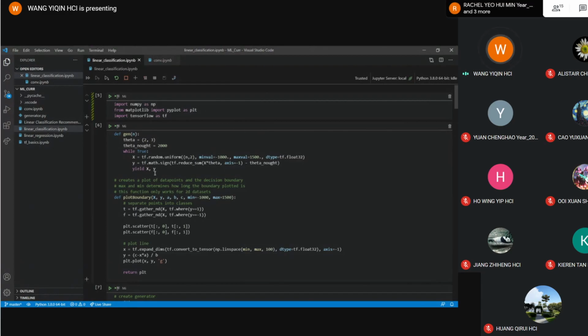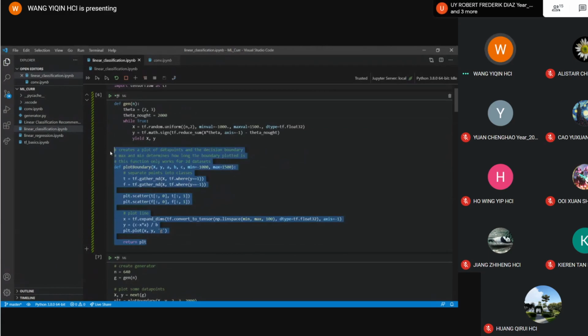So importation. This is a gen function that we used. Here's the way that I did a boundary plot. Essentially, I have all these parameters that allow it to be more generalizable. So I first get the data set that I want to plot, right? The x and y, a, b, and c are basically the parameters of your model.